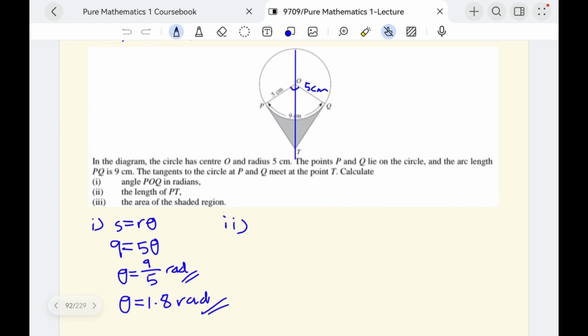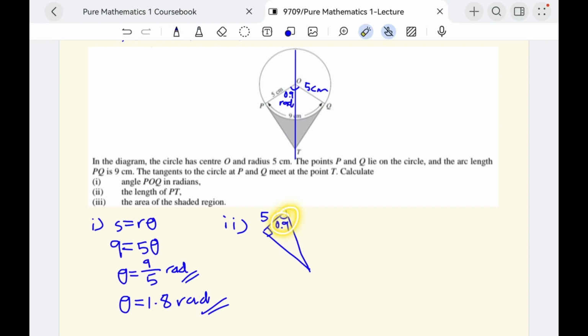Originally angle POQ is 1.8 rad. If you divide by half, you will get 0.9 rad, right? And I want to look for the length of PT. What should I do? Okay, let's remove the triangle. You can try to visualize. So here there is a right angle, and here is the 0.9. So what do we have?